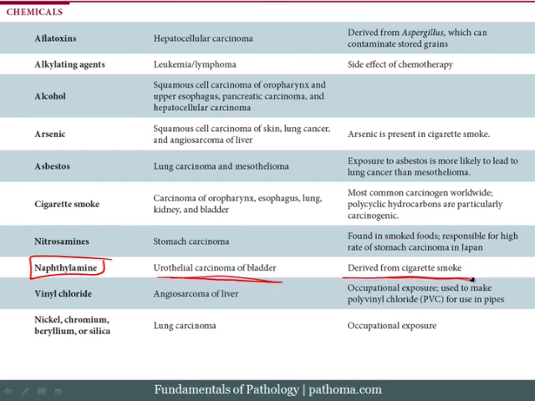So again, the same concept here: cigarette smoke contains multiple carcinogenic agents, but the key ones you should be familiar with are polycyclic hydrocarbons, which are particularly carcinogenic, and arsenic, creating squamous cell carcinoma of the lung, and then naphthylamines related to urothelial carcinoma of the bladder. Vinyl chloride is associated with angiosarcoma of the liver.